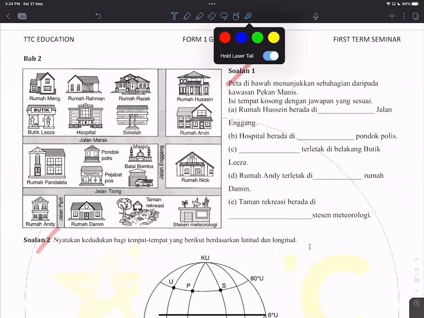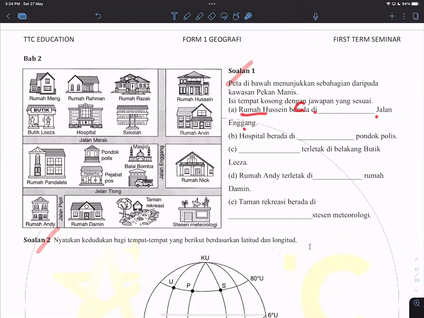So look at the first one. Rumah Husin berada di Jalan Enggang. So where is rumah Husin? I highlight it for you guys. Rumah Husin is here. So where is Jalan Enggang? Jalan Enggang will be the titik rujukan. So from Jalan Enggang, what is the kedudukan relatif of rumah Husin, which means hadapan, belakang, kiri or kanan? From Jalan Enggang, what is the direction? 3 o'clock. This is referring to the right hand, right? So what is right in Bahasa?